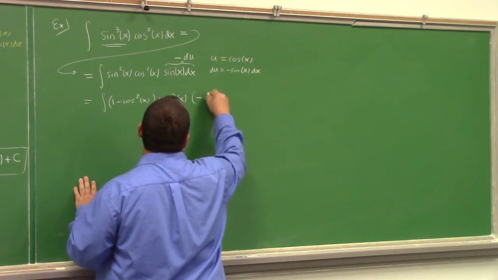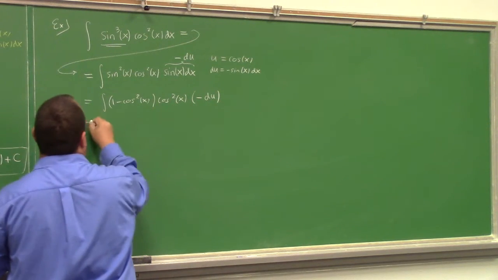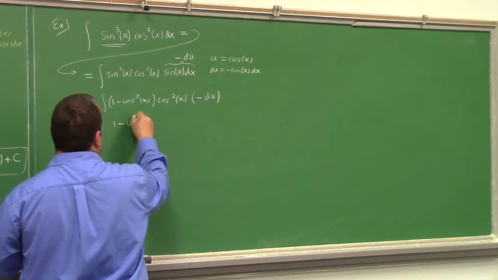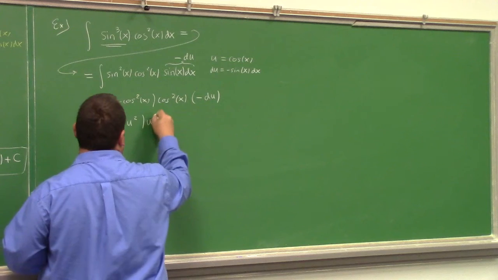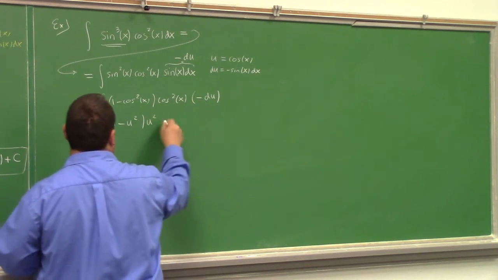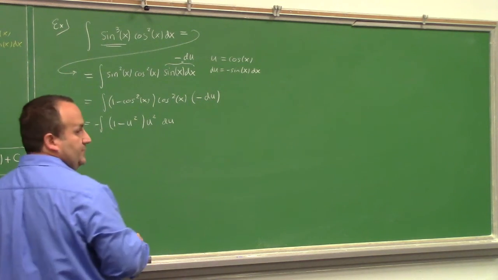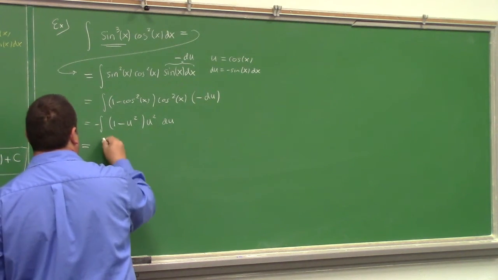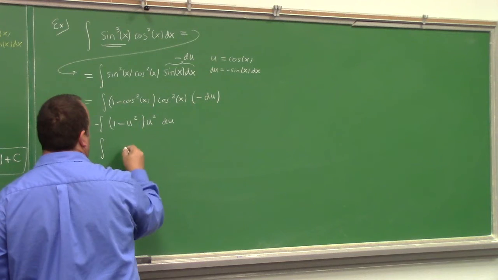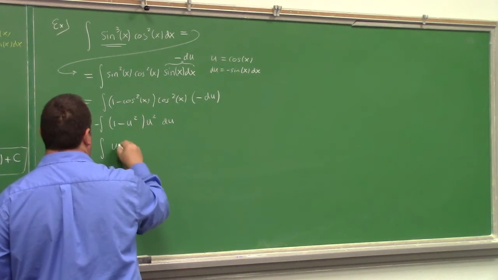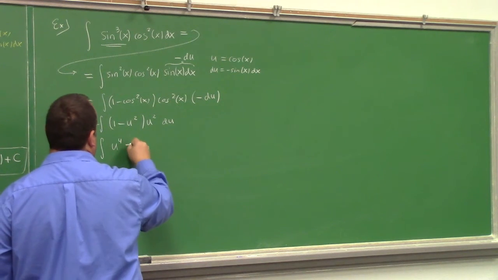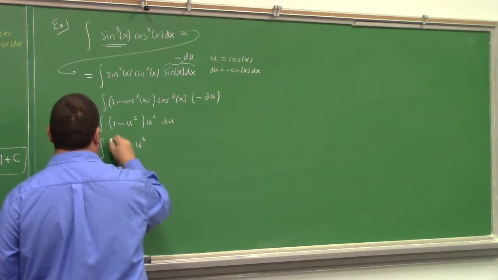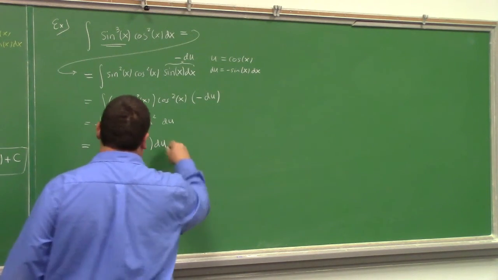Well, that was minus du, right? So, I mean, this is really what? 1 minus u squared times u squared. There's a minus out front. There's a du. And then that's u to the fourth minus u squared du.